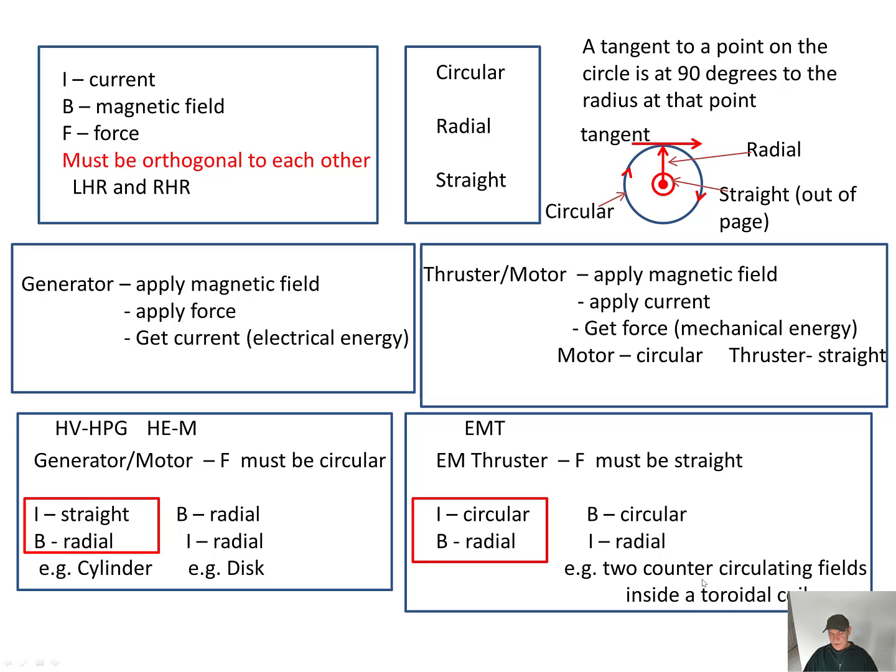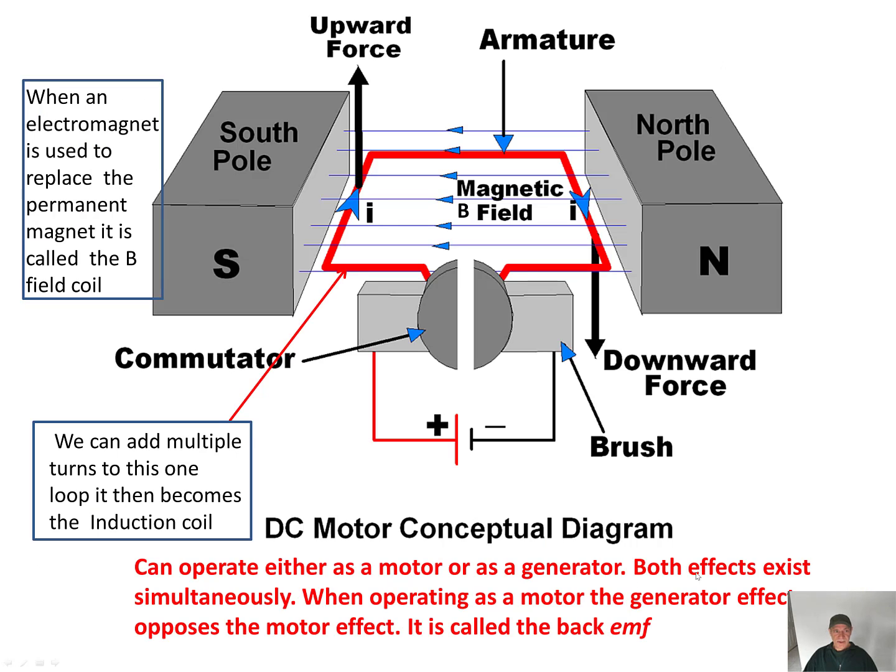So here's the basic motor or generator. You have one coil loop. There's a magnetic field from the north side to the south side of a permanent magnet. When an electromagnet is used to replace the permanent magnet, the magnet is called the B field coil. You don't need to just add one loop, we can add multiple loops. When we add multiple turns to this one loop, it becomes the induction coil.